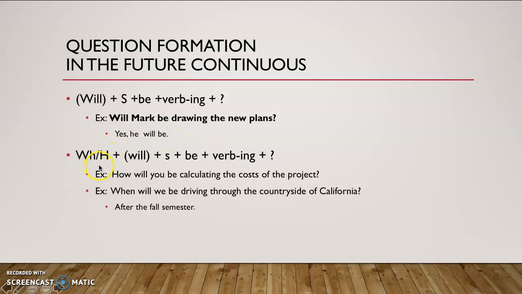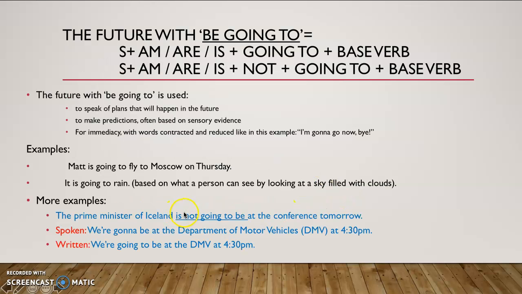For the WH or H question word, you've got that plus the auxiliary will, then the subject, then be, then verb ing. For example, how will you be calculating the costs of the project? Or when will we be driving through the countryside of California? After the fall semester, short answer.